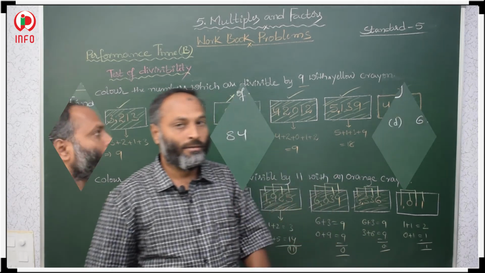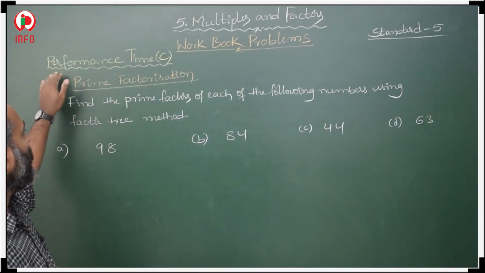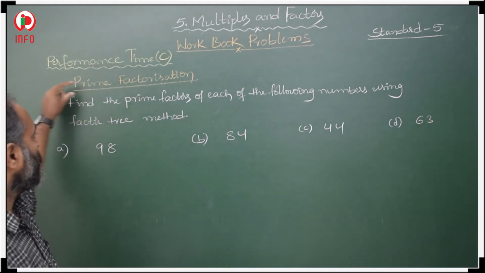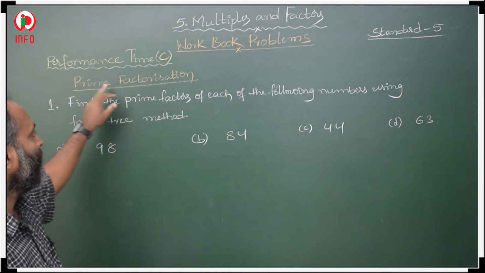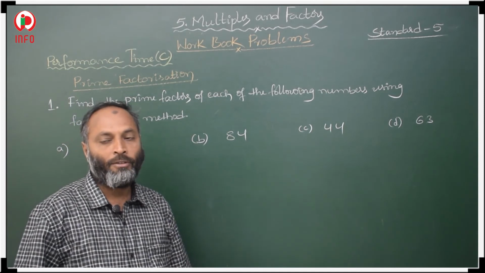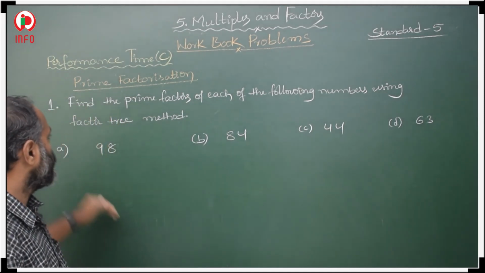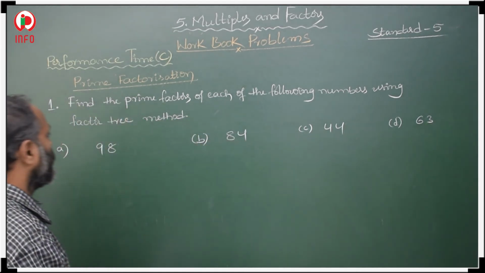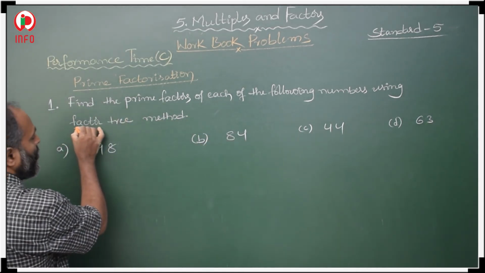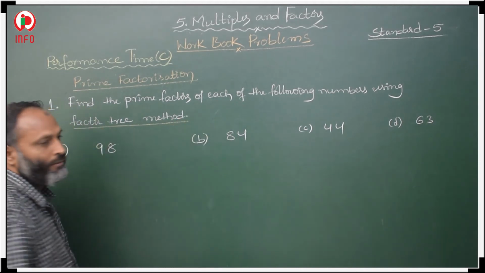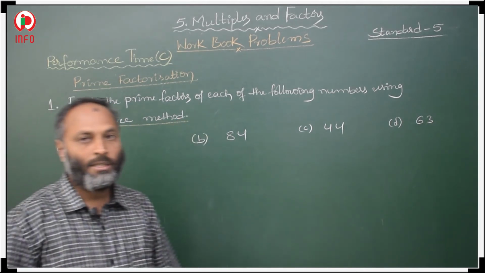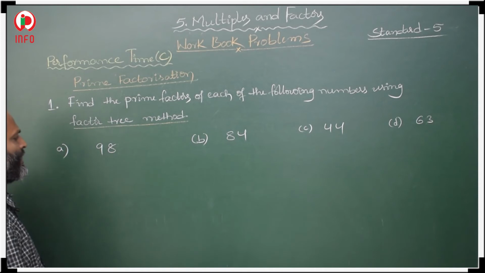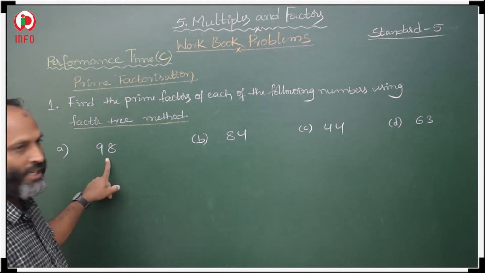Okay. Now students, next in performance time C, the next concept: prime factorization. The question: find the prime factors of the following numbers using the factor tree method. So, how to find? See here, 98. 98 is an even number.